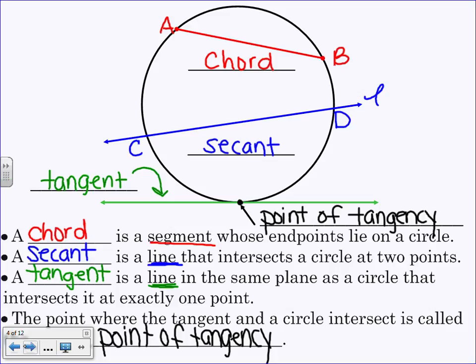No, because this line crosses in multiple points. It meets at A and B. It only applies to the tangent line. And it's the point where that tangent line meets the circle. So if you have a chord or a secant, you wouldn't have a point of tangency.